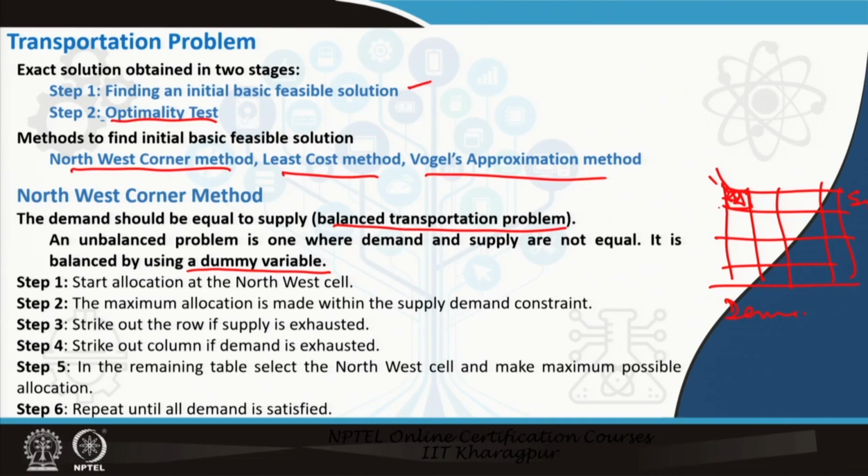I will show you using an example. The maximum allocation is made within the supply and demand constraint. So we will decide on that, and we will put that in the northwest corner. And if either supply or demand becomes 0, then we will strike out that row if supply is exhausted, or we will strike out the column if demand is exhausted. And in the remaining table, we will select again the northwest cell and make a possible allocation. So we will keep on doing that till all the demand is satisfied.